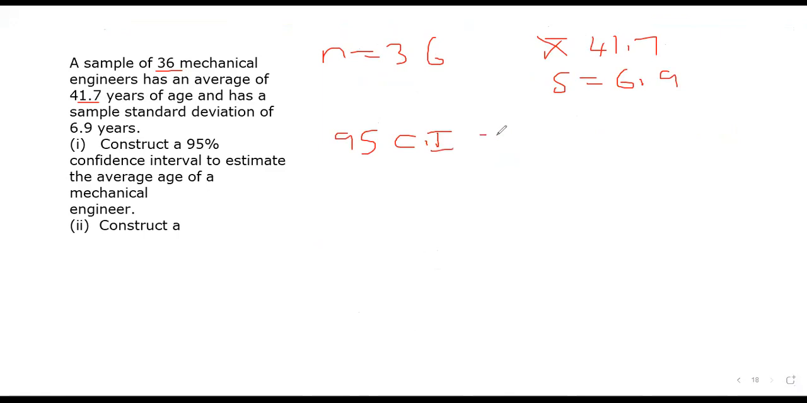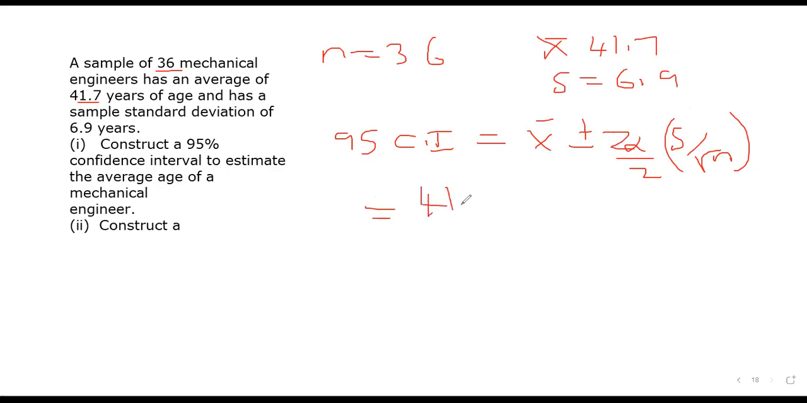So in this case, we're going to have what? X bar plus minus Z alpha over 2 times standard deviation over square root of n. This alpha over 2 is our subscript. Don't get confused. Don't divide anything by 2. It's as good as just Z. So here 41.7, then we have plus minus 1.96, standard deviation is 6.9. And our n is what? Square root of 36. All right. Am I confusing someone here? Are we moving together?